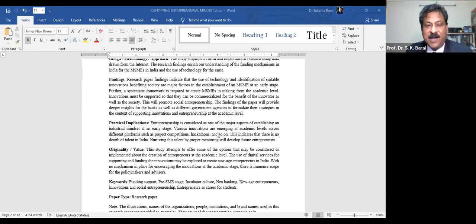Entrepreneurship is considered as one of the major aspects of establishing an industrial mindset at an early stage. Various innovations are emerging at academic level across different platforms such as project competitions, hackathons, and so on. This indicates that there is no dearth of talent in India. So nurturing this talent by proper mentoring will develop future entrepreneurs.